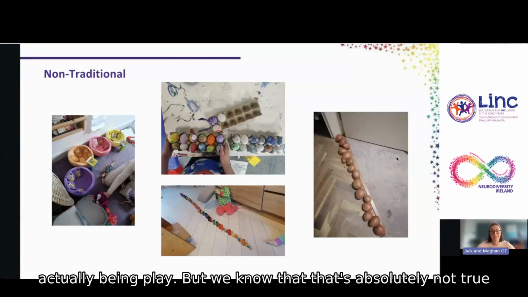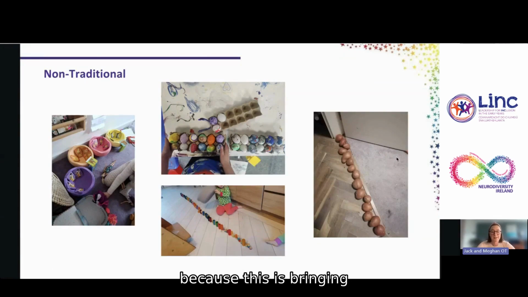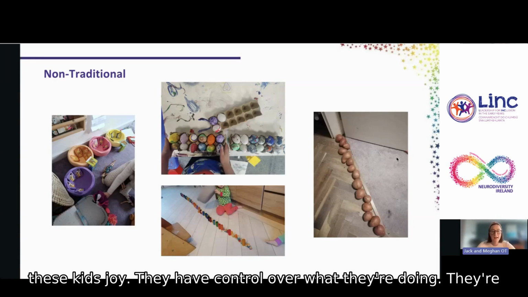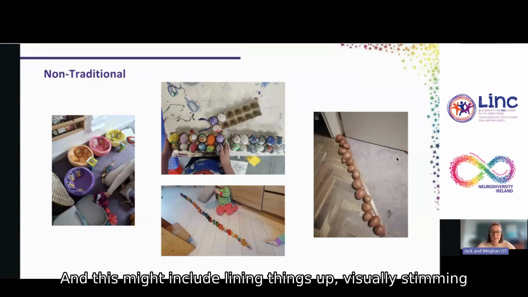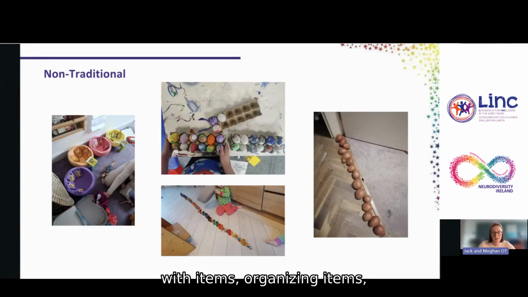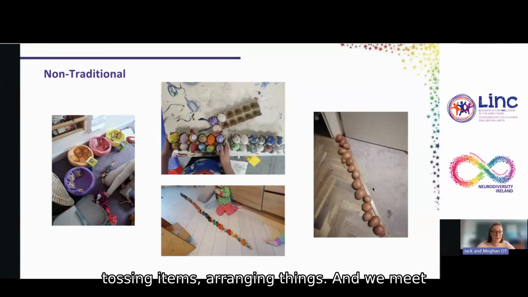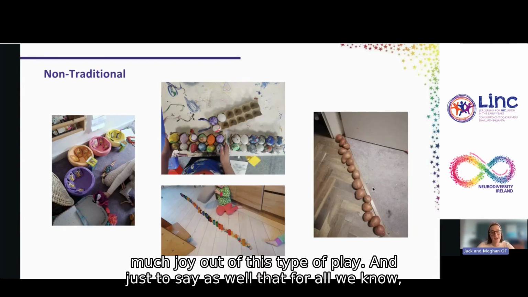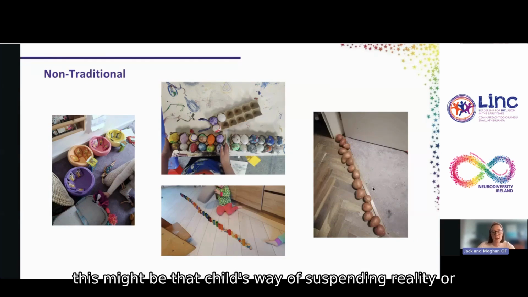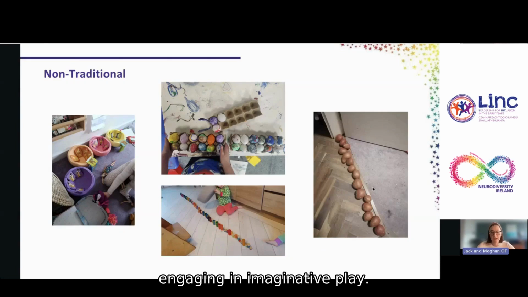But we know that that's absolutely not true, because this is bringing these kids joy. They have control over what they're doing. They're motivated to do it. And as I said, this might include lining things up, visually stimming with items, organising items, tossing items, arranging things. And we meet lots and lots of children who find much joy out of this type of play. And just to say as well that for all we know, this might be that child's way of suspending reality or engaging in imaginative play.